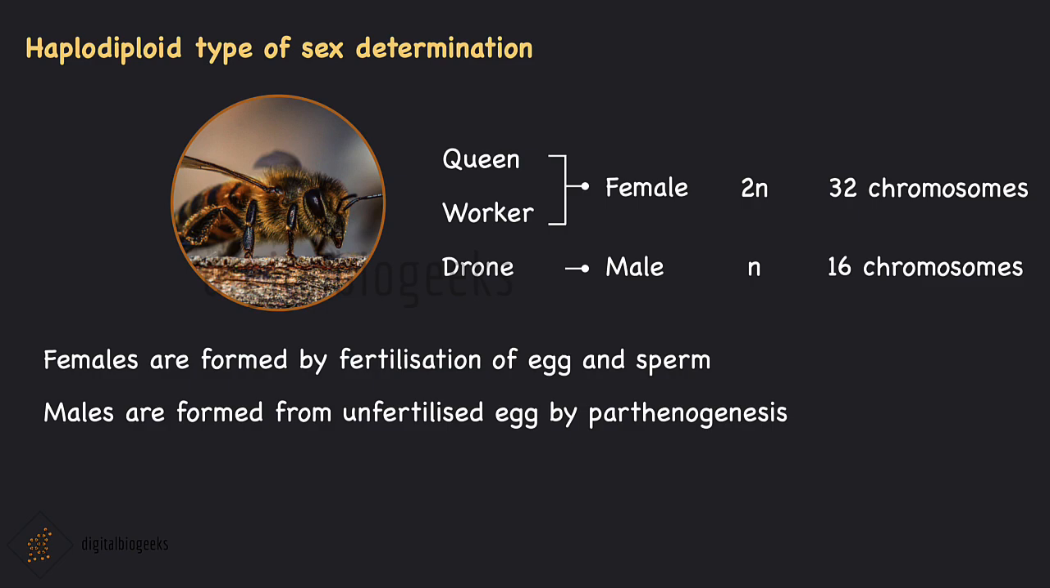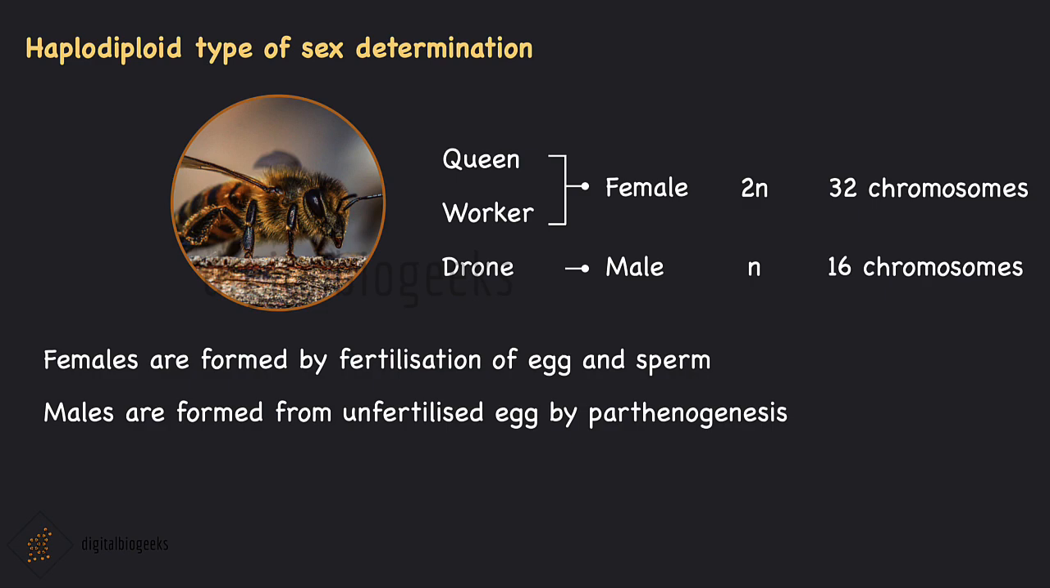We have just discussed that queens and workers are both female, but what sets them apart? There will be only one queen in the hive. When the existing queen dies, one of the female larvae is fed with special royal food and a queen develops from it.